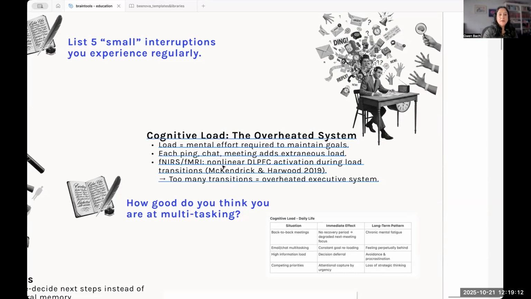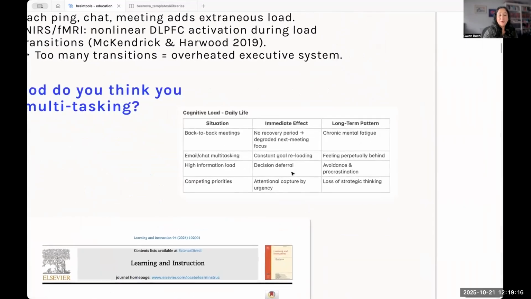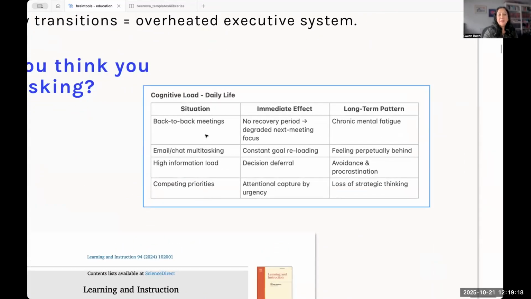And so looking at this, what does that really mean in our daily life? If we have back-to-back meetings, and we've all experienced that, we start at 9 in the morning and at 5 our last meeting ends and we have the feeling we didn't work at all, that means we have no recovery period.